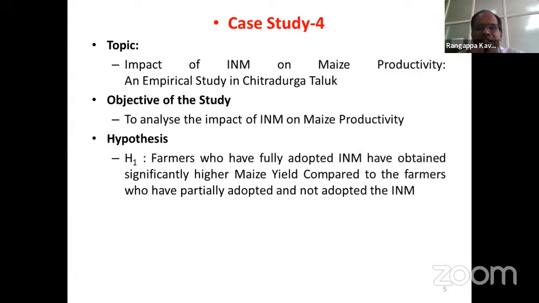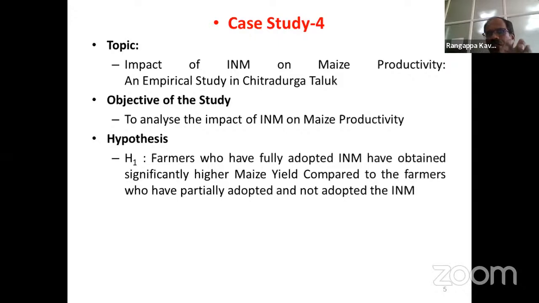Here you could observe there are three groups. One group has not adopted integrated nutrient management, one has partially adopted it, and one has fully adopted INM. For all these three groups, our focus is on maize productivity, the average maize yield in these three groups of farmers.